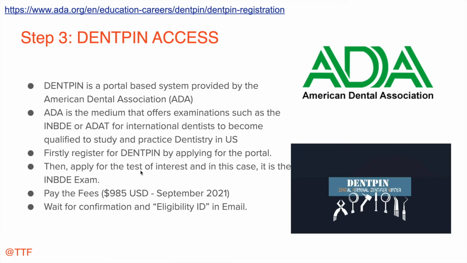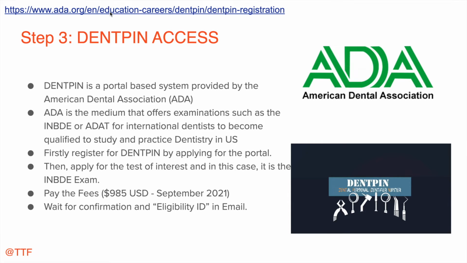Then we apply to take the test of interest. In this case, it is the INBDE exam. Pay the fees. Right now it is $985 US as of September 2021. Then we wait for confirmation via email. They will send you something called eligibility ID. Eligibility ID is extremely important for scheduling the exam whenever you want it. So let's take a look.